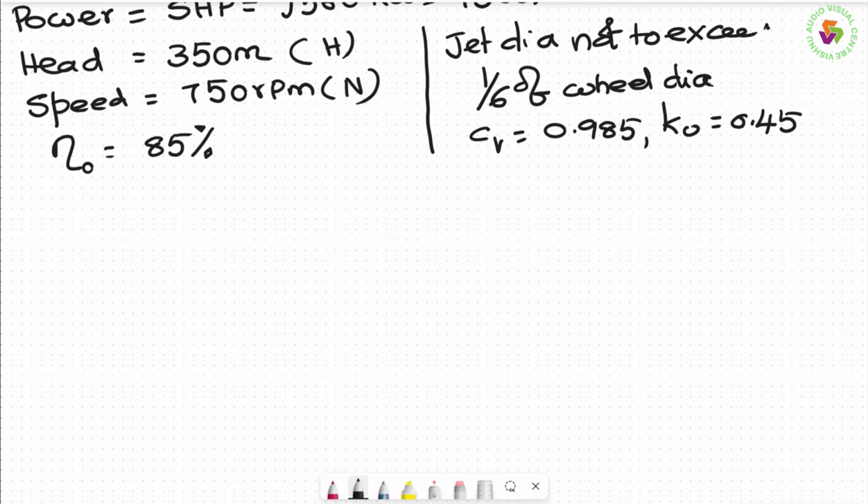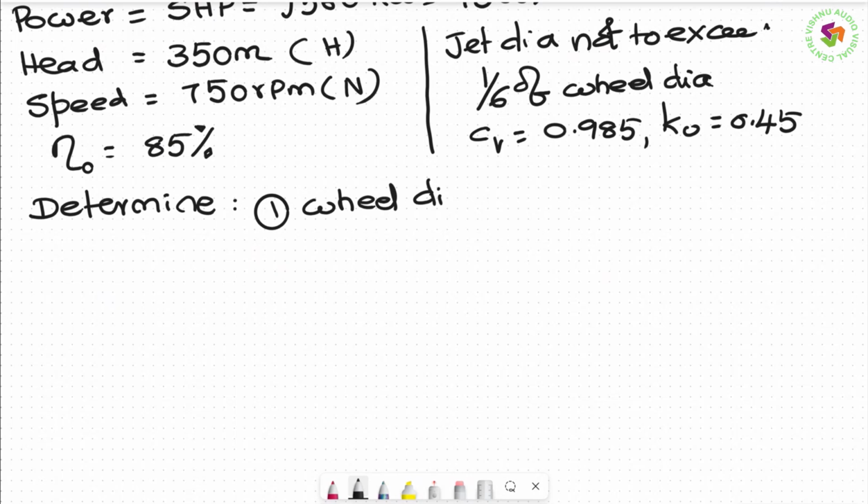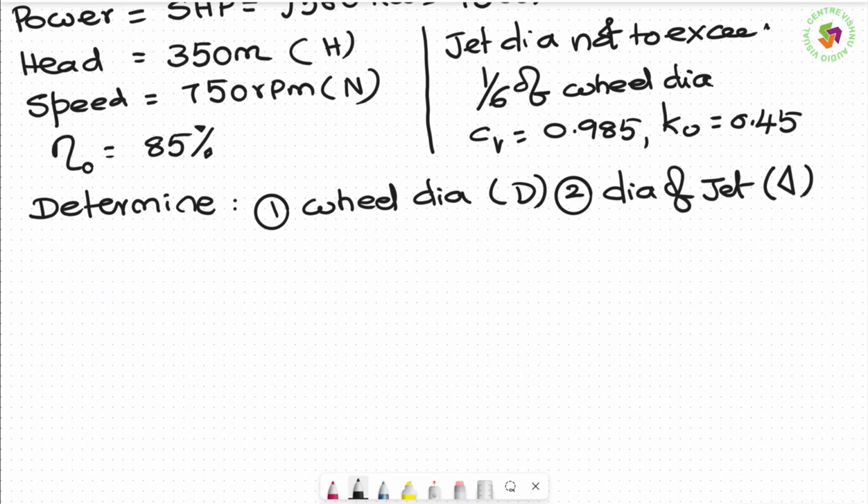So what is to be determined? Determine the wheel diameter, that is capital D, the diameter of jet, that is small d, and then the number of jets. That's all, three only, gentlemen.